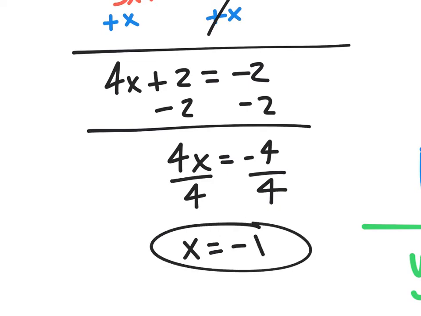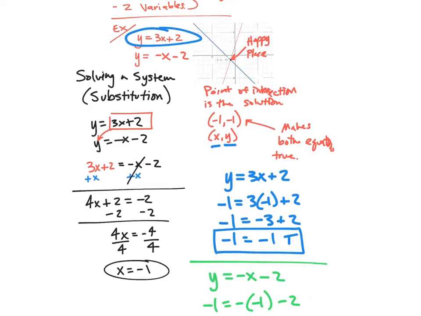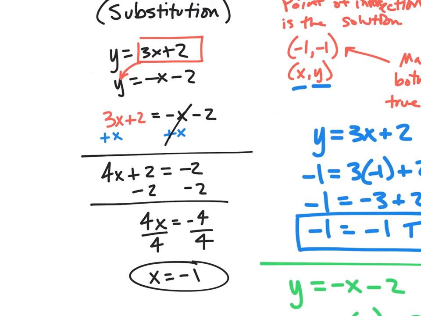Okay? Notice what we got here for our x value. We got -1. Okay? Now what I can then do is take this value and plug it back into either equation and solve for y. So you got to figure out one of the variables first, plug it back into the originals, and solve and figure out the other variable.